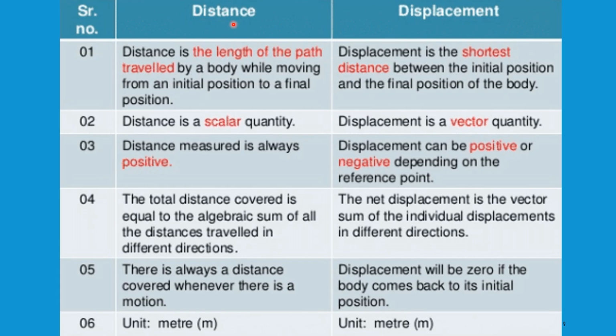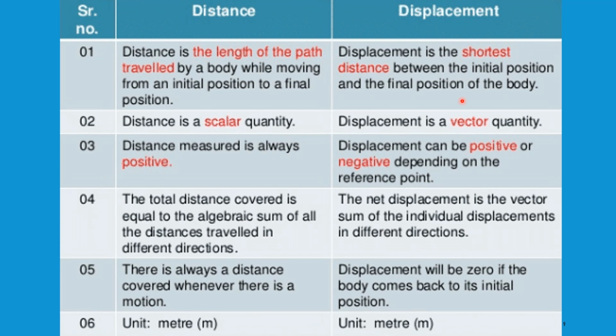Let us discuss the difference between distance and displacement. First one, distance is the length of the path traveled by a body while moving from an initial position to a final position. Distance is nothing but total length covered by a body. Always remember, distance is the total length covered by a body. Then displacement is the shortest distance between the initial position and final position of the body.